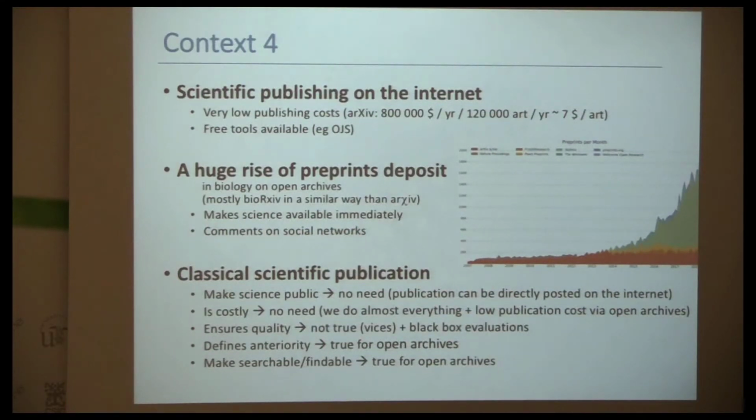So the scientific publishing system on the internet, we can change it. Why? Because there is a very low publishing cost. If you take arXiv or bioRxiv, it costs less than $7 to publish an article on the internet. And now there are free tools available.